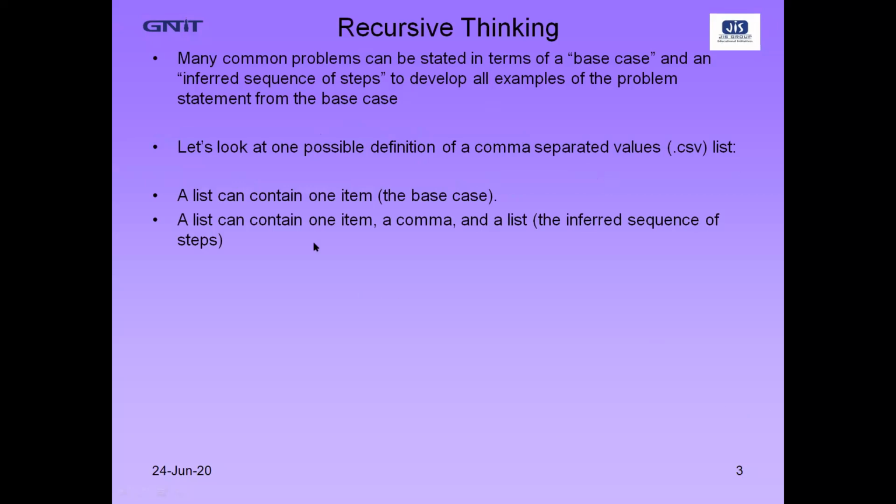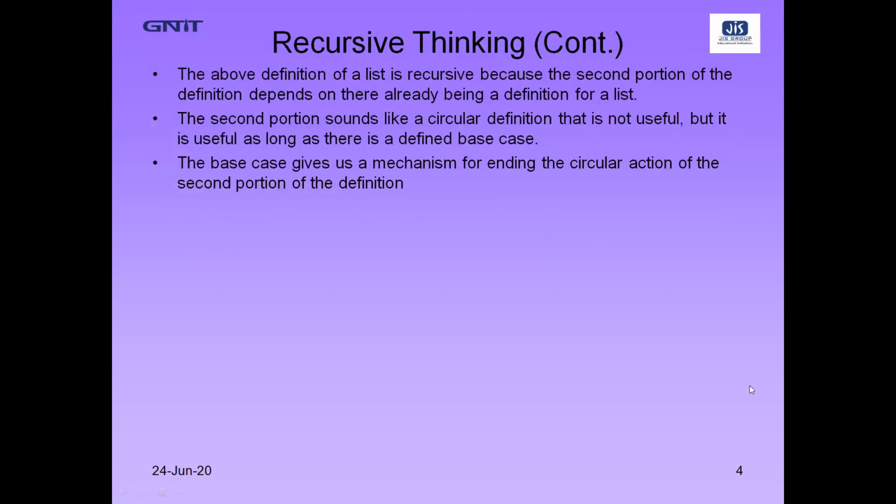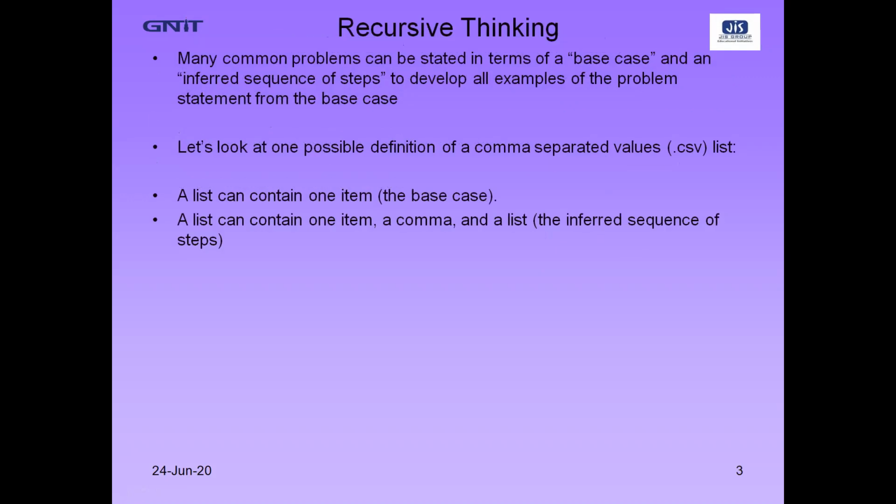Okay, so a list contains only one item, so this is the base case, and a list can contain one item, also a comma and a list, the inferred sequence of steps in this case. So this definition part of the list is recursive because the second portion of the definition depends on there already being a definition for a list. So I go to the earlier slide. So in this case, a list can contain one item, and the second case can contain one item as well as a comma and a list also.